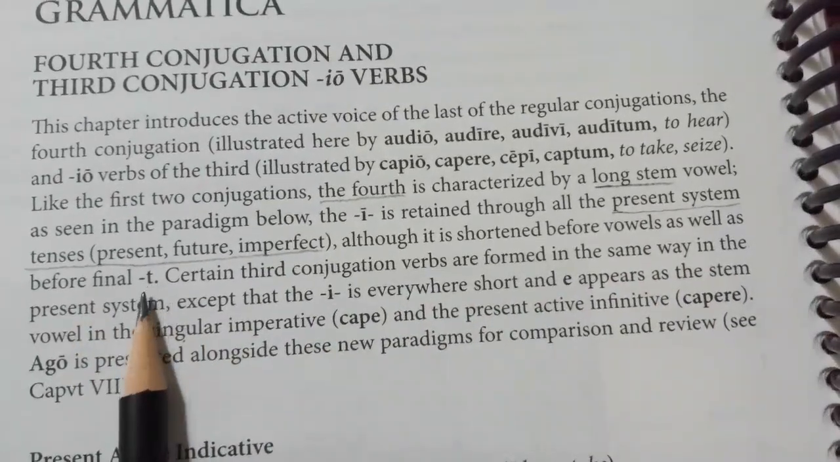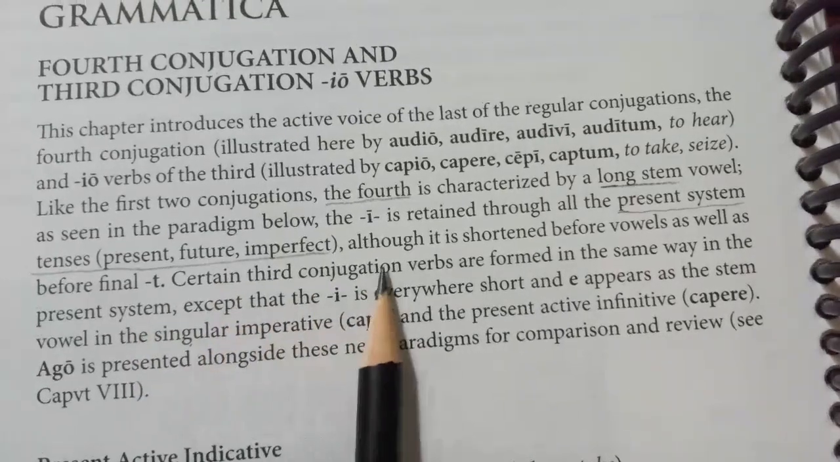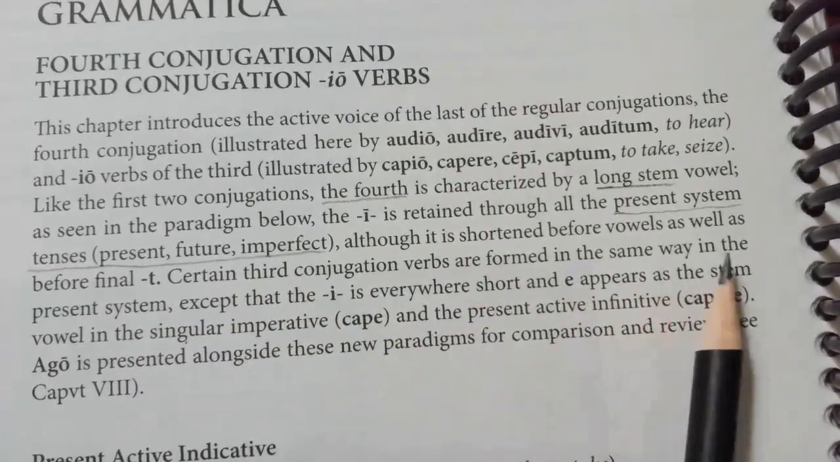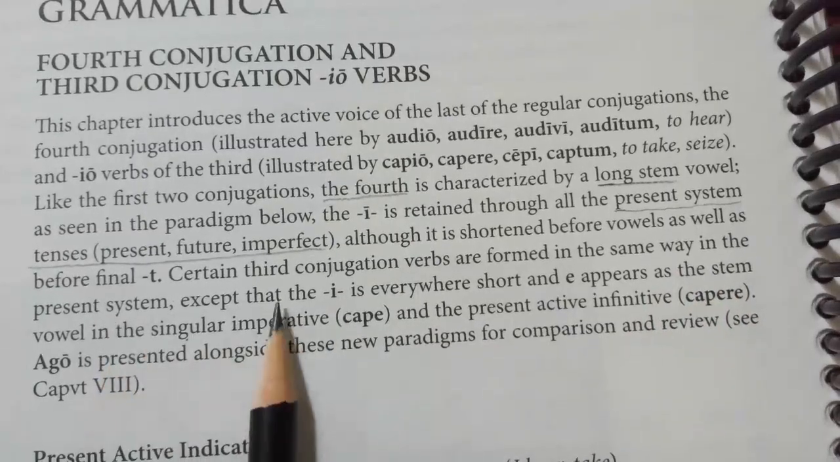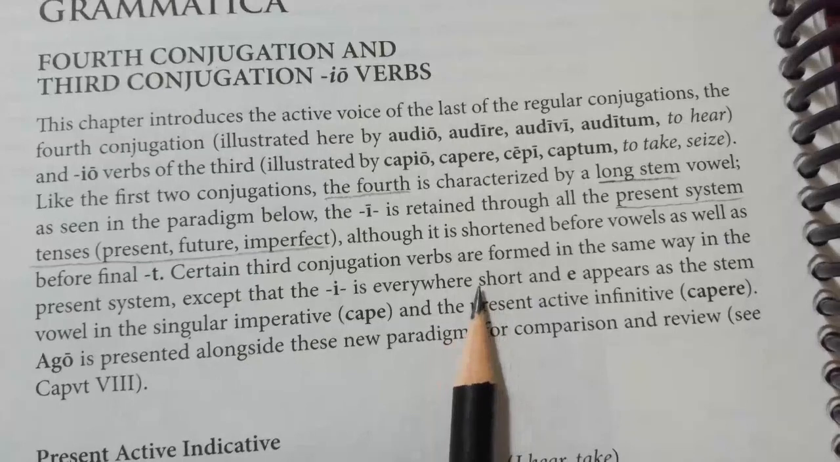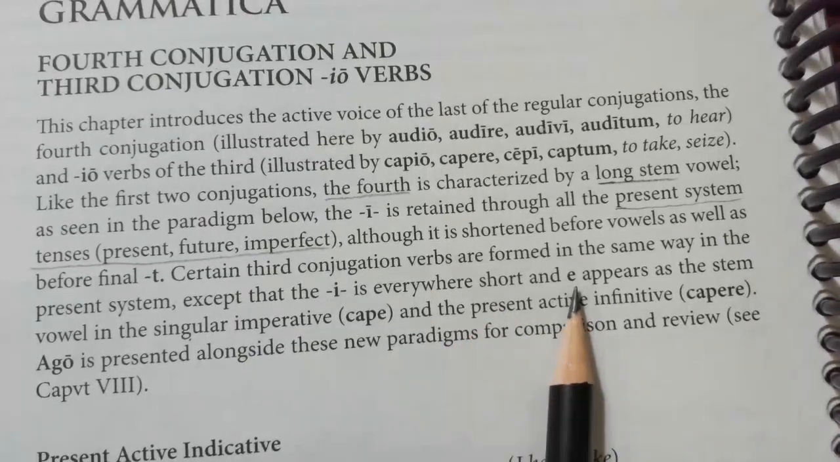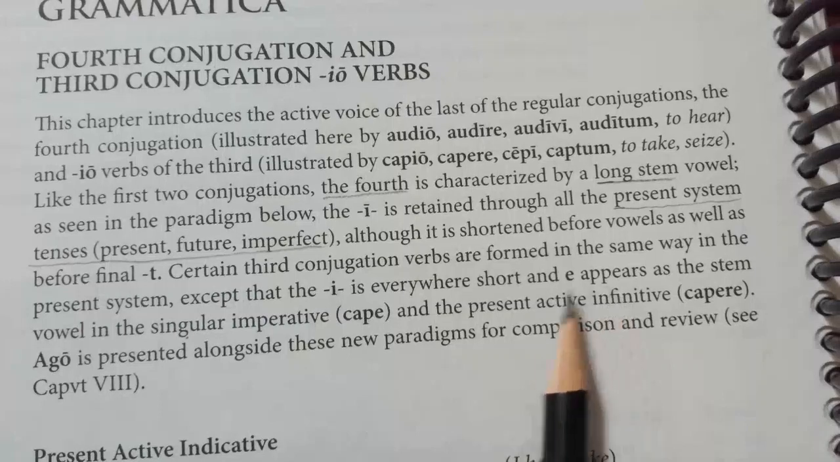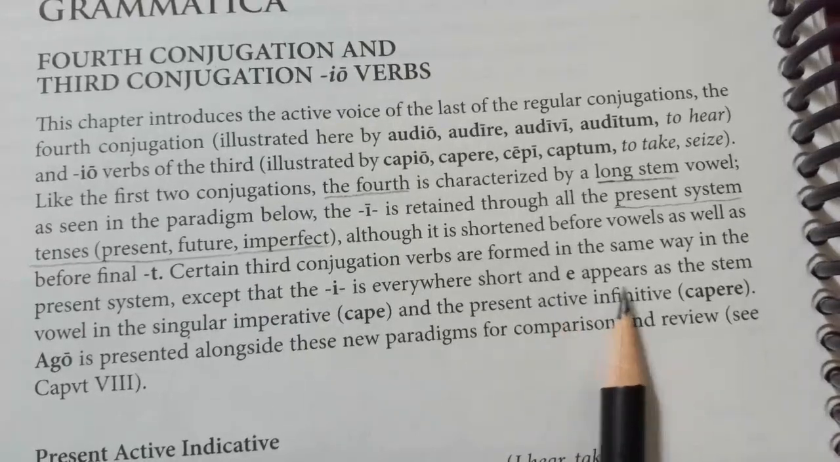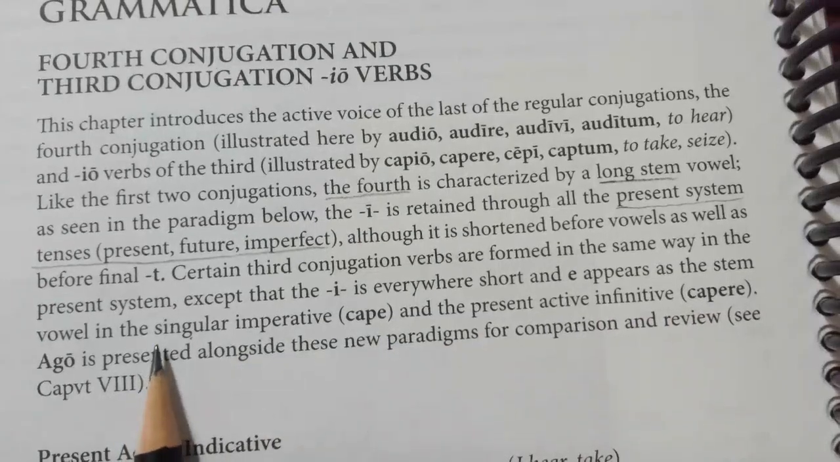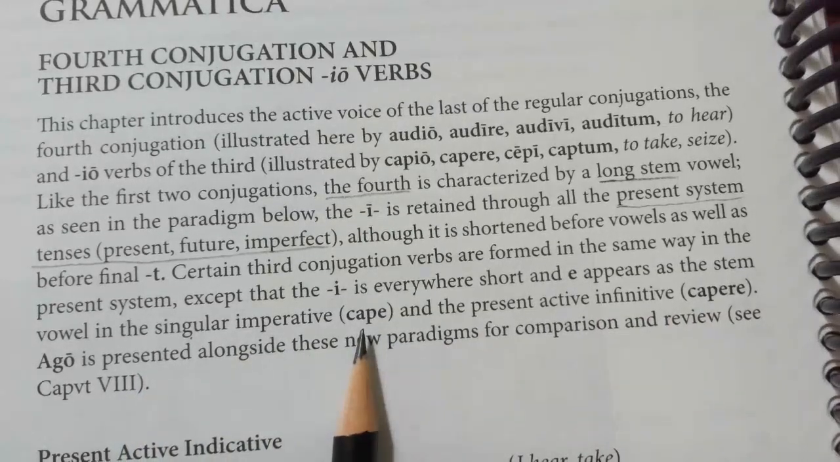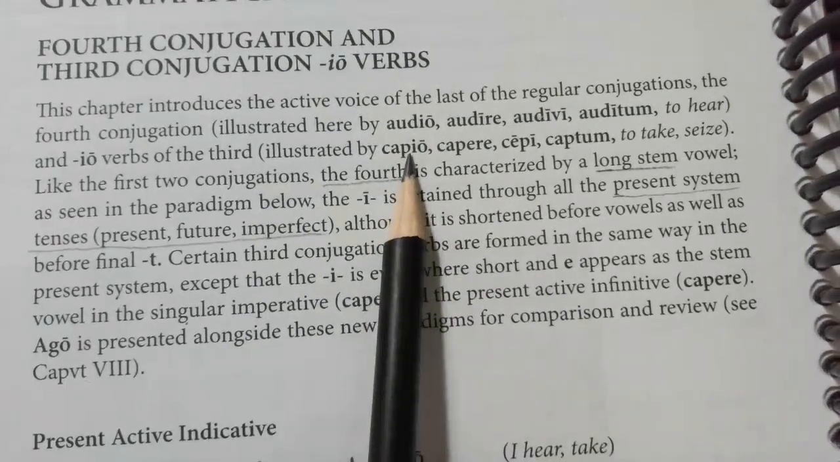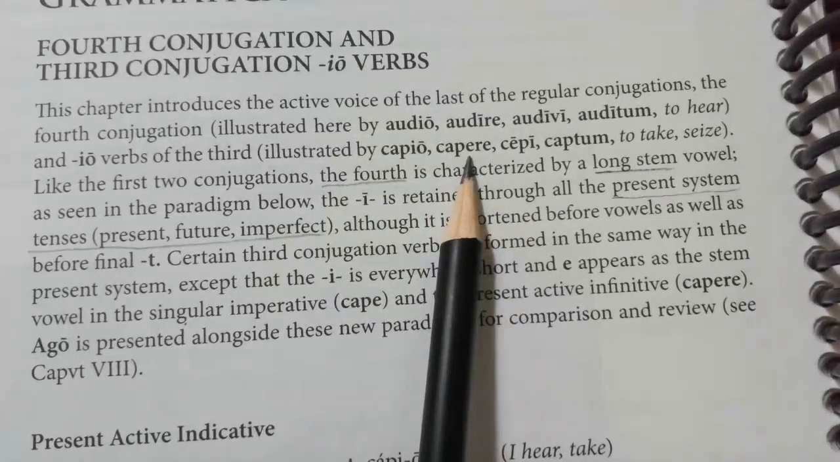So before final T, it becomes short, all right? Certain third conjugation verbs are formed in the same way in the present system, except that the I is everywhere short and E appears, I'm using English pronunciation here, E or A in Latin, E appears as the stem vowel in the singular imperative, okay? Again, so this is capio, capere. So it has the same second principal part as ago, agere, right?